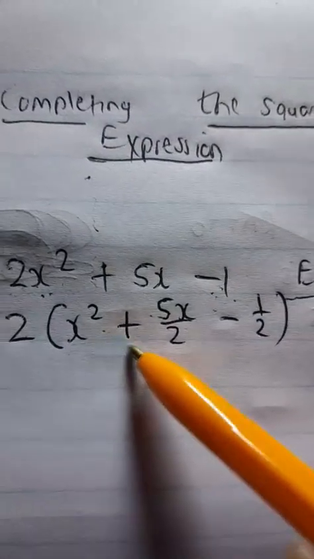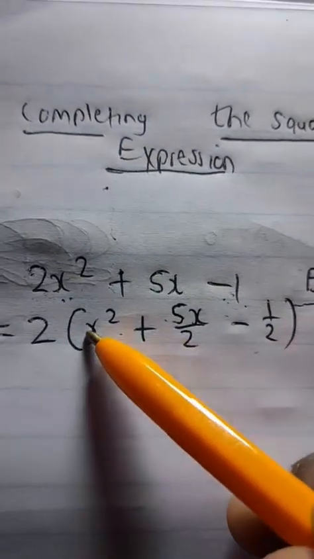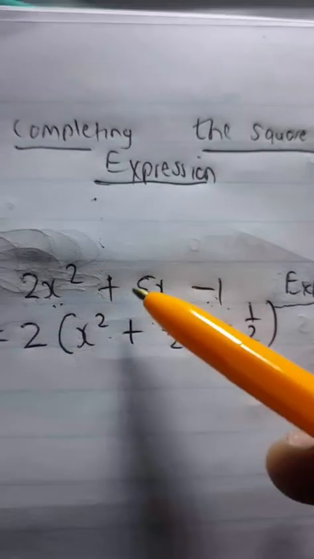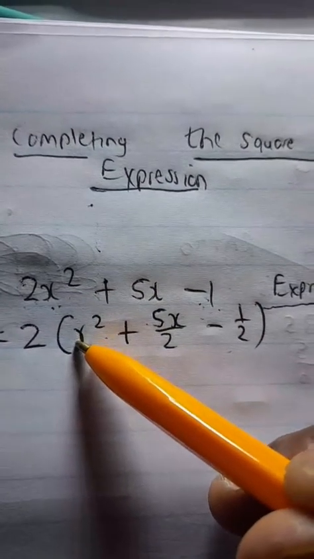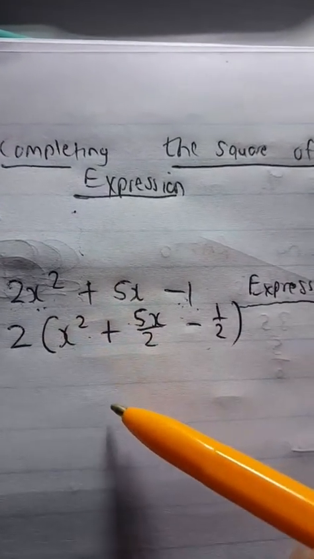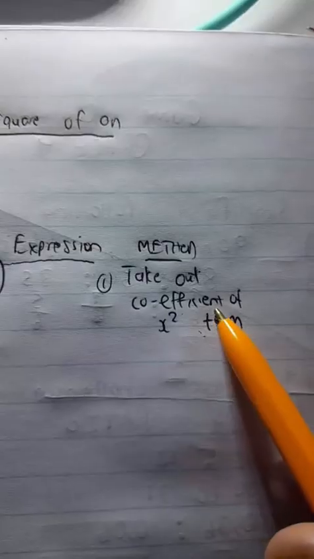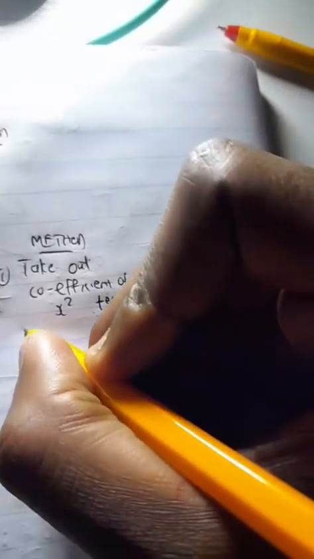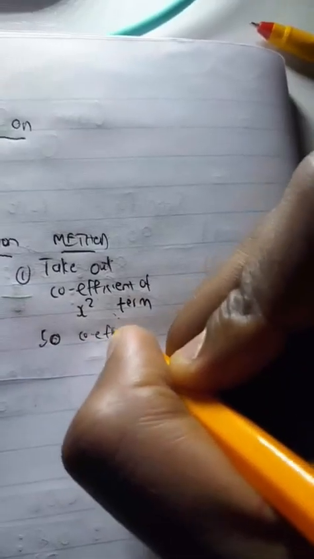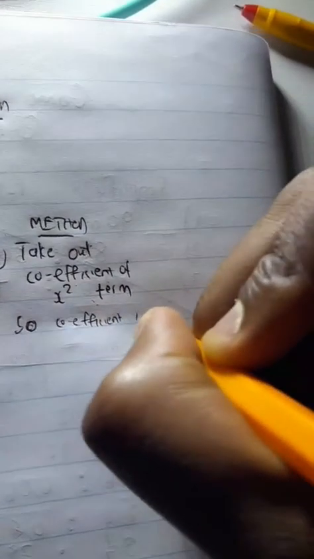Why do we take out the coefficient of the x squared term? It's because we want to ensure that our quadratic expression has the coefficient 1. But if it already had the coefficient of positive 1, then we wouldn't have to take out the coefficient of the x squared term. So that's step number 1. Take out the coefficient of the x squared term so the coefficient is 1.